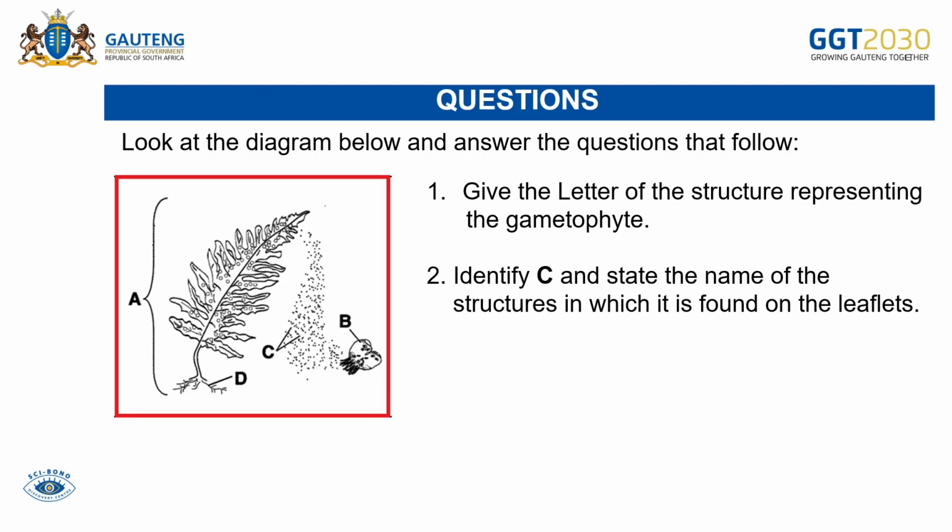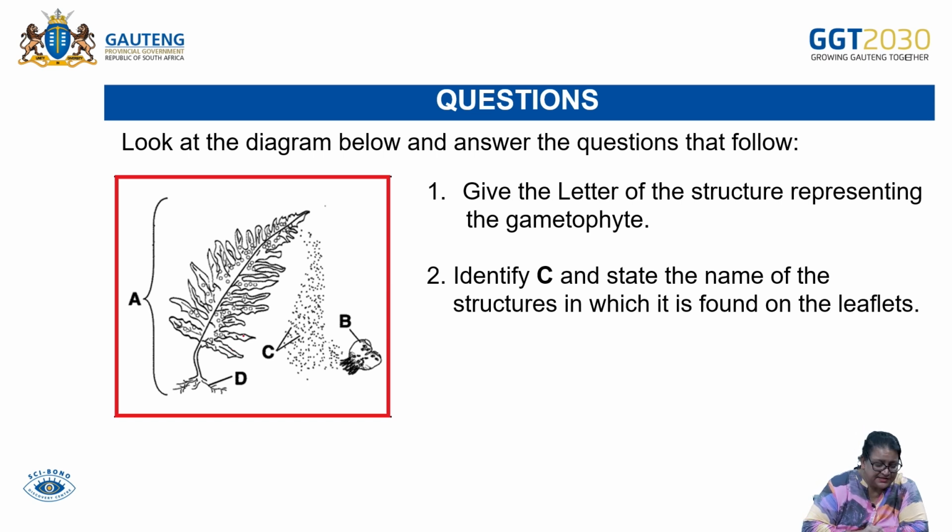Now let's look at the questions based on the alternation of generation. Give the letter of the structure representing the gametophyte. So can this A be the gametophyte? No, because it has spores inside the sporangium at the back of the leaves in the sorus. So that is not the gametophyte generation we see. The dominant generation is a sporophyte generation, right? Therefore, this is not the gametophyte, it's a sporophyte.